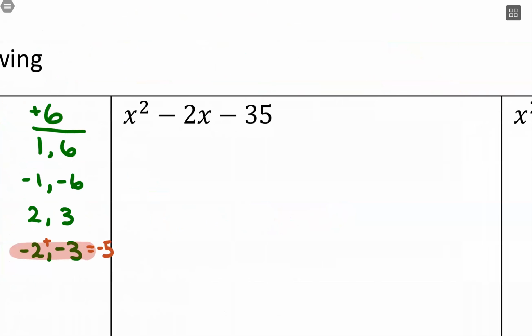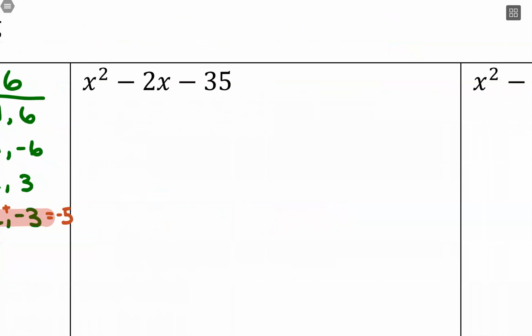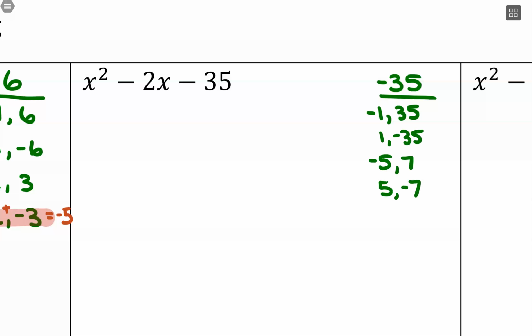All right, x squared minus 2x minus 35. So negative 35, and I want to think about what numbers multiply to negative 35. So I could have a negative 1 and positive 35. I could have the reverse, 1 and negative 35. And then negative 5 and 7, 5 and negative 7. And what I want is two numbers that add up to negative 2, and that's going to be this 5 and negative 7. So right there.